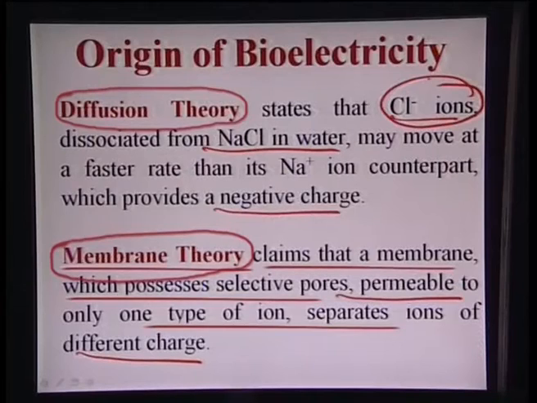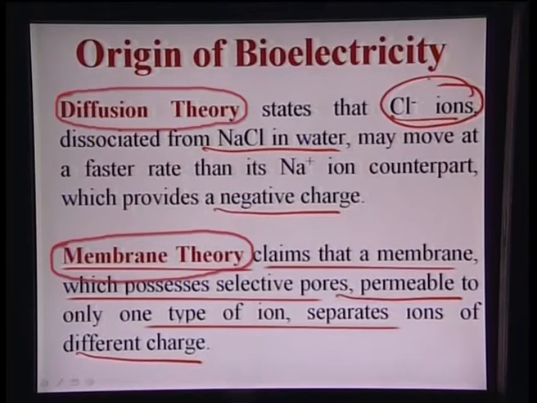This bilayer is not a completely tight membrane; it also contains pores, and these pores are of different sizes. The membrane theory states that if these pores selectively allow the movement of cations, for example, or anions, then on one side of the membrane there will be a net positive charge and on the other side a net negative charge. Because of this charge separation, that will also lead to the net bioelectricity effect.